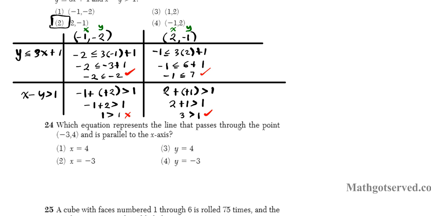It says, which equation represents a line that passes through the point negative 3 comma 4 and is parallel to the x-axis? Okay, so if you want to write down the equation of a line, you need two things. You need the point, which is provided, and the slope. So how do we find the slope of a line that's parallel to the x-axis? If a line is parallel to the x-axis, it has the same slope as the x-axis. So the question is, what is the slope of the x-axis?